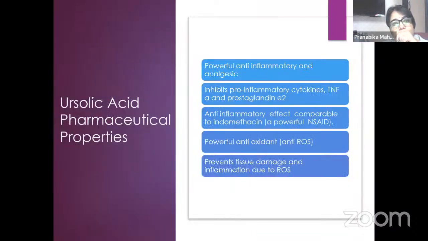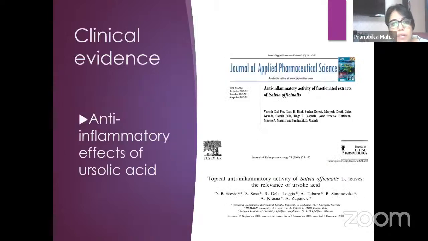Next. Powerful ursolic acid has a powerful anti-inflammatory and analgesic action. They inhibit the pro-inflammatory cytokines, tumor necrosis factor alpha and prostaglandin E2. The anti-inflammatory effect is comparable to indomethacin. It has a powerful antioxidant effect, preventing tissue damage and inflammation due to oxidative stress. The anti-inflammatory effect has actually been evident. The evidence says that it is very effective in urinary tract infection. Next.